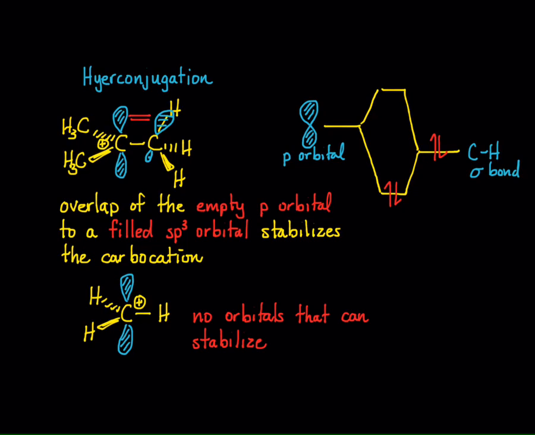And so when you just have hydrogens, there are no other orbitals present that can donate electron density to that empty p orbital, right? So that is hyperconjugation. And that is the main reason why alkyl groups, which can produce hyperconjugation, stabilize carbocations.